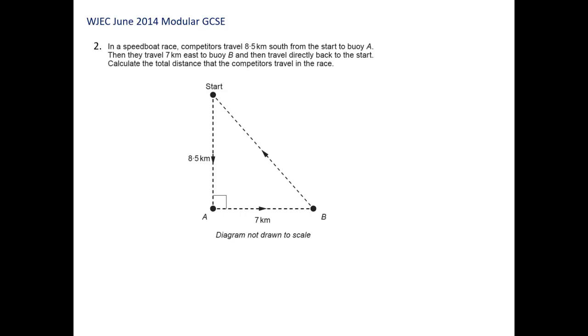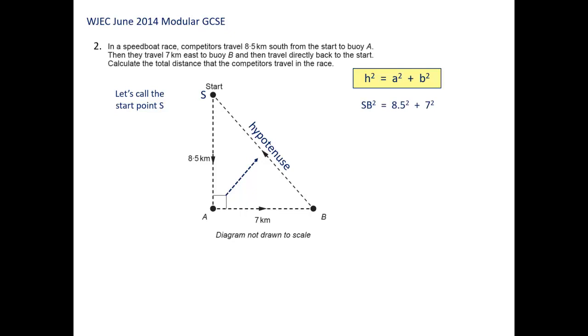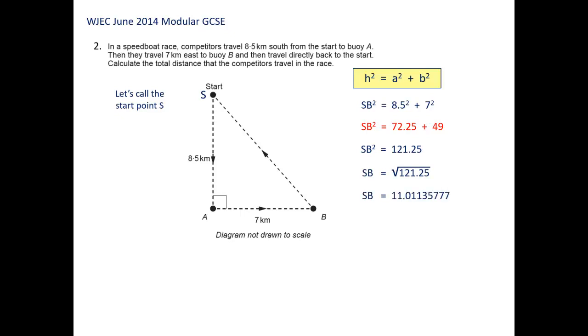Okay, so first things first, identify the hypotenuse. Oh, sorry, first things first, let's call the start point S. So we'll give it a letter. So let's identify the hypotenuse. There it is, opposite the right angle. And so we're going to write down the theorem. H squared equals a squared plus b squared. So the hypotenuse, well, we've called the start point S, so the hypotenuse is SB squared equals 8.5 squared plus 7 squared. Work those out and add them up. 121.25. So SB is the square root of that, which is 11.0113577. We'll work to one decimal place, 11.0 kilometres.